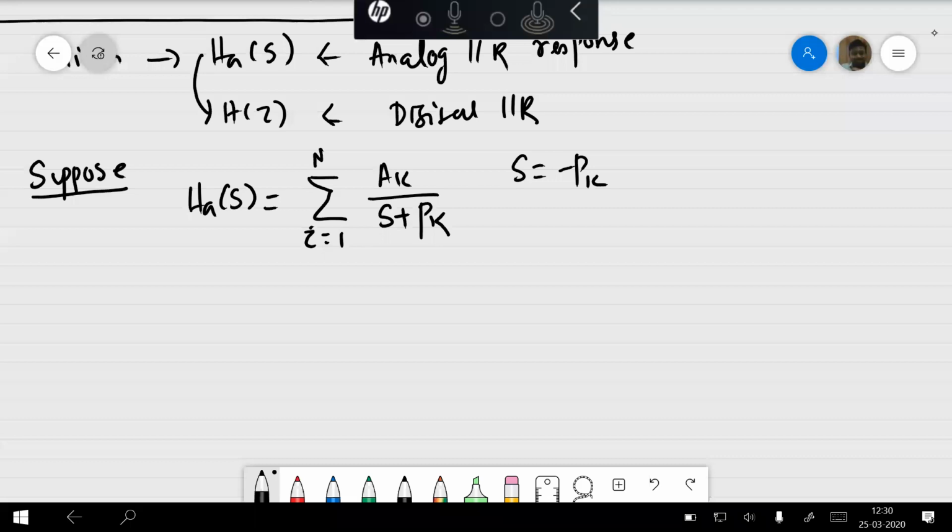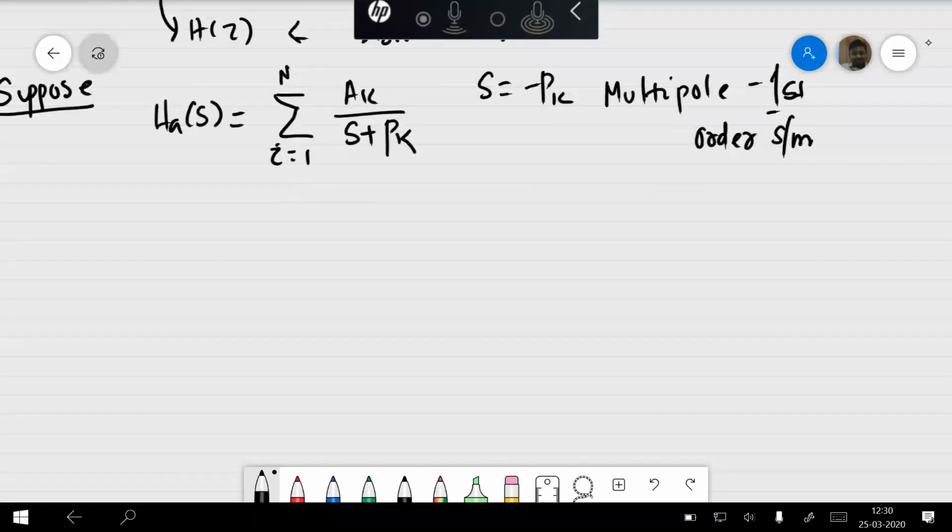What is the order of this system? There is no zero. It's a first order system. Good, this is a simple first order. The pole power is one only. So it's a multi-pole first order system. This is a multi-pole first order system for us.